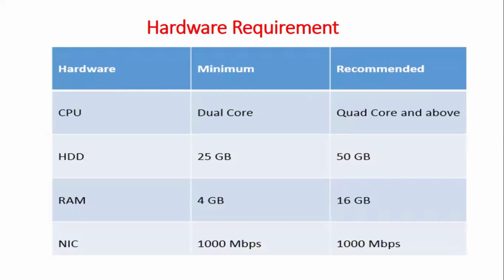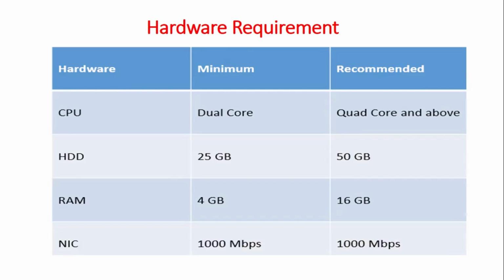The hardware configuration required for the RHEL 10 installation is as follows. CPU: minimum you require is dual core and recommended is quad core and above, because if you want to go for virtualization you require more CPU or more cores. The hard disk minimum requirement for storage is 25 GB and recommended is 50 GB, and RAM minimum required is 4 GB and recommended is around 16 GB for the installation.